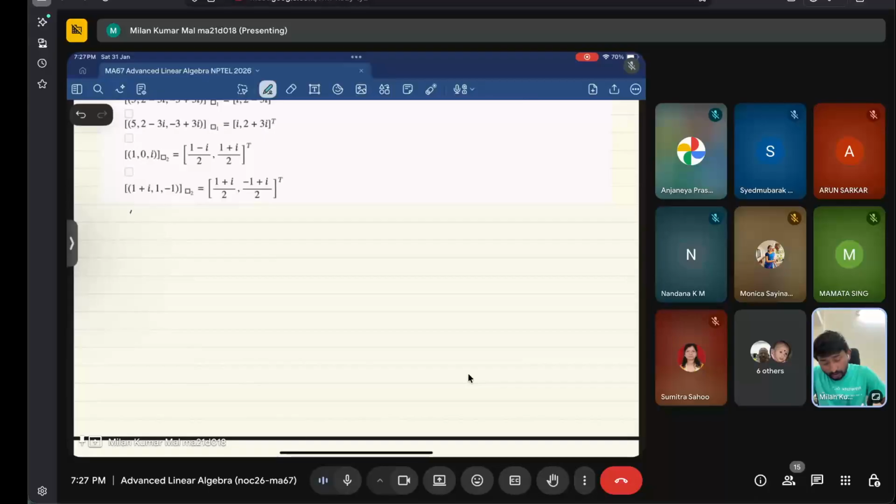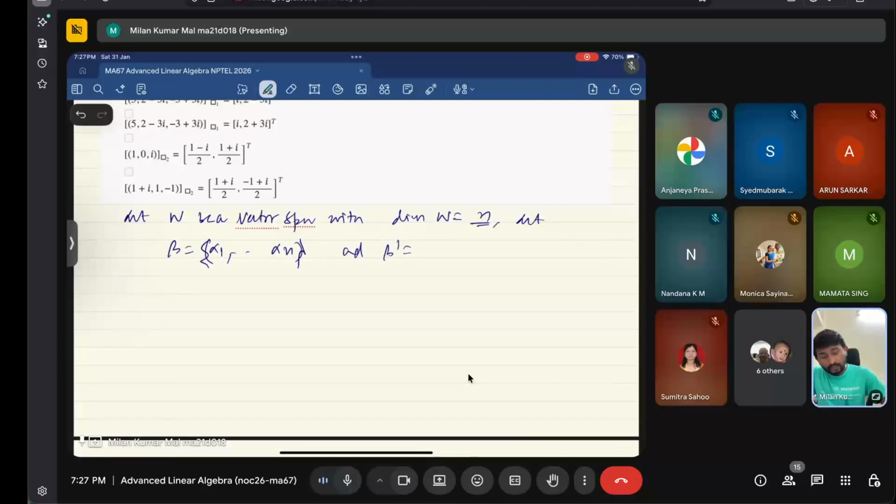So let W be a vector space or subspace. You can take vector space with dimension of W actually n. Let beta equal alpha 1 all the way to alpha n. This is not a vector, this is a scalar, and beta prime equals alpha 1 prime all the way to alpha n prime, are two ordered bases. Okay.